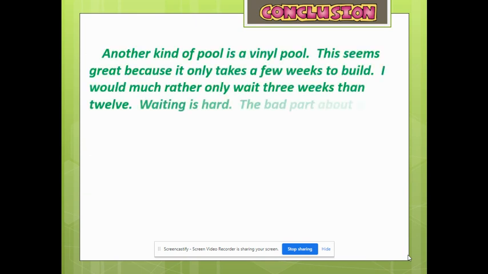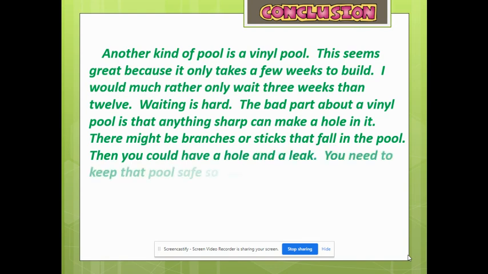Another kind of pool is a vinyl pool. This seems great because it only takes a few weeks to build. I would much rather only wait 3 weeks than 12. Waiting is hard. The bad part about a vinyl pool is that anything sharp can make a hole in it. There might be branches or sticks that fall in the pool. Then you could have a hole and a leak. You would need to keep that pool safe so you can keep swimming.